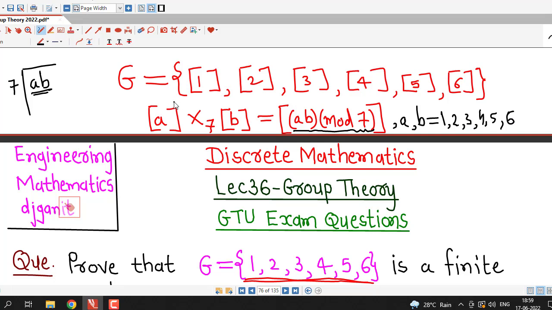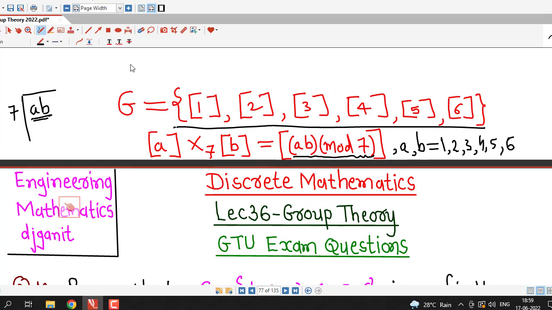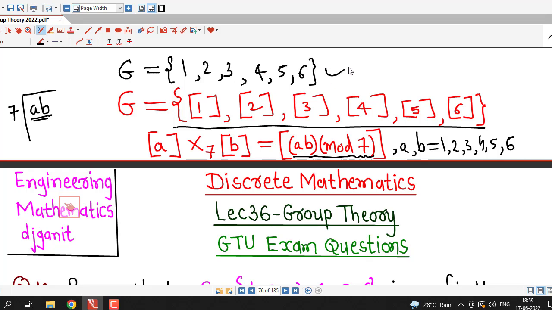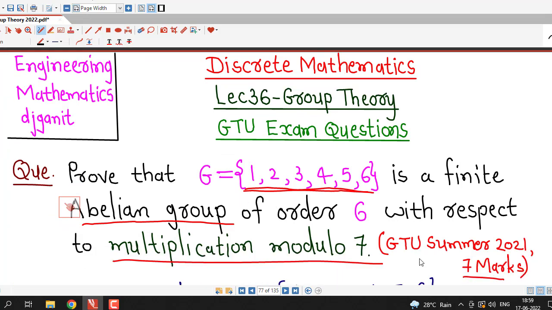So first you must be clear that your set is not this set of 6 integers. Instead of integers, the elements are equivalence classes, but some authors simply use this notation 1, 2, 3, 4, 5, 6. So they can ask you in this way also, as they have asked in this GTU Summer 2021 exam. So remember, whenever we have addition modulo or multiplication modulo, the given set is the set of equivalence classes generated by given integers. Here the integers are 1, 2, 3, 4, 5 and 6.